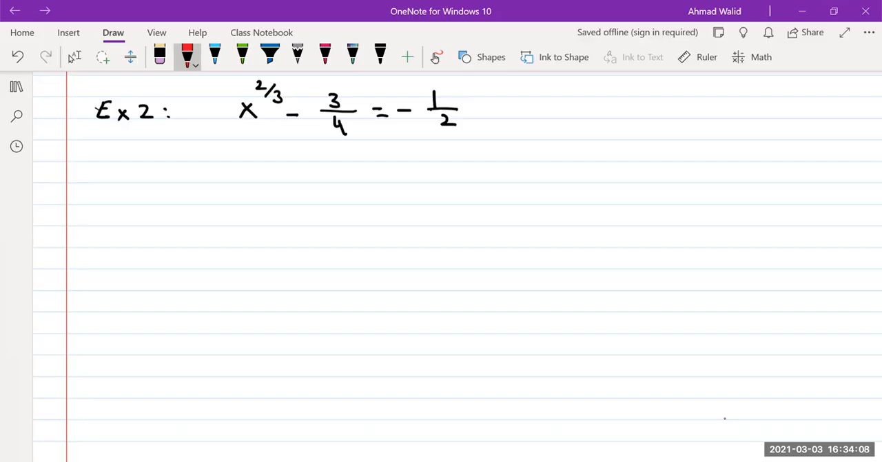Some of you, I know, maybe you have a problem with fractions. To get rid of this fraction, you have to multiply everything by what? By 4. Then you end up with 4x to the power of 2/3 minus, here 4 cancels out with 4, you are left with 3, equals 4 divided by 2 gives you 2. 2 times negative 1 gives you negative 2. No fraction, correct? Now, add 3 to both sides.